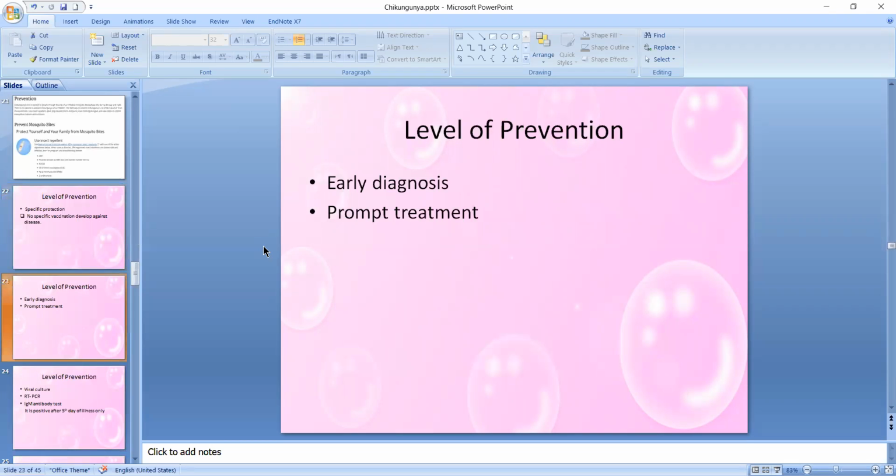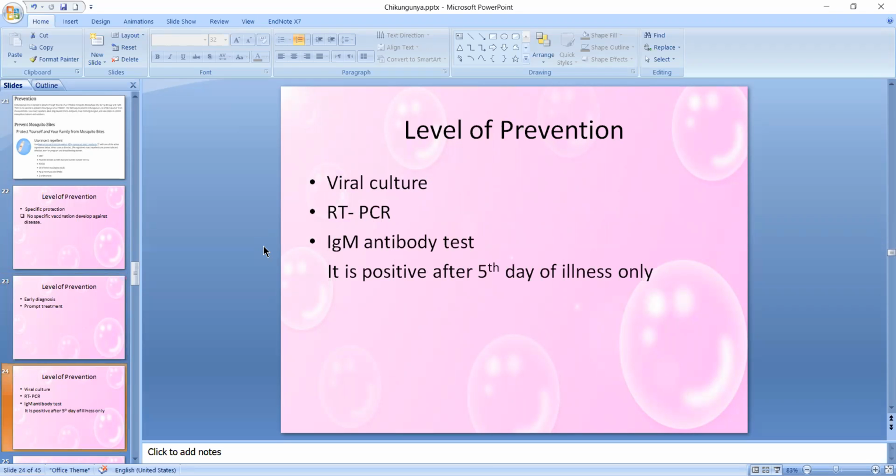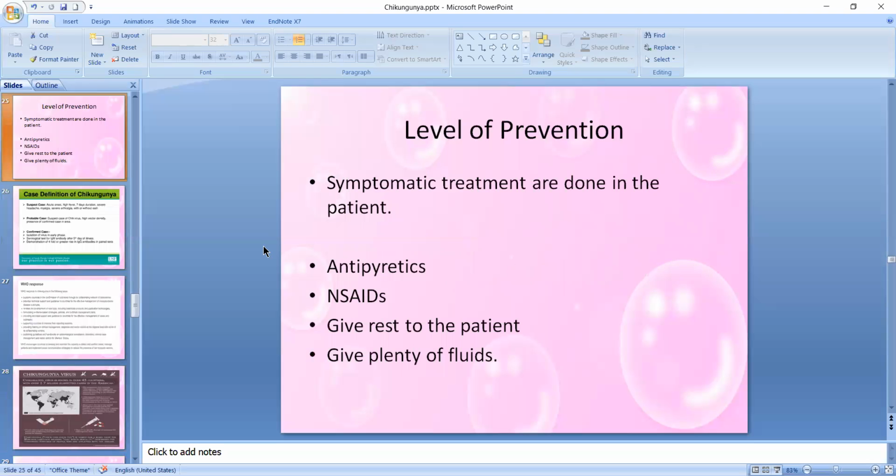In the secondary level of prevention, we discuss early diagnosis and prompt treatment. For early diagnosis of this disease, we isolate the virus with the help of viral culture. Real-time PCR test is used. IgM antibody test is done, which is positive only after the 5th day of illness. Symptomatic treatment is given to the patient.